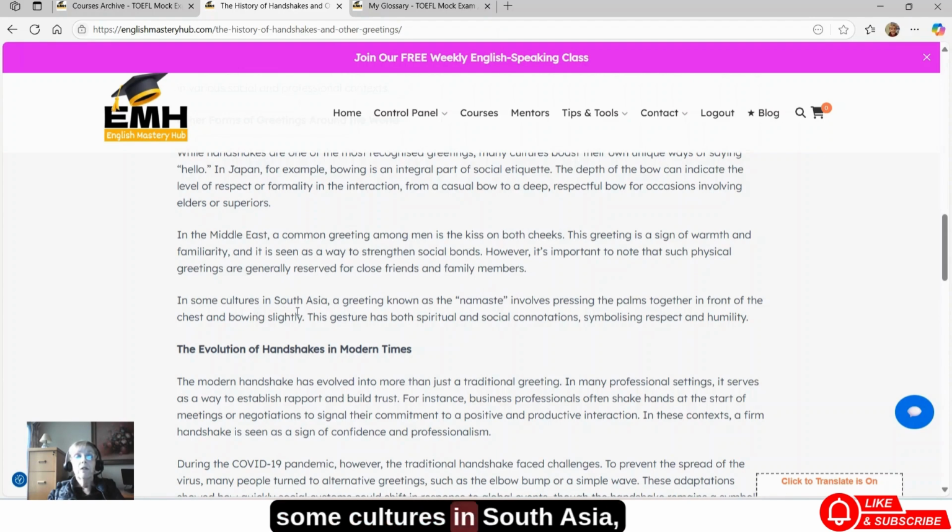In some cultures in South Asia, a greeting known as the namaste involves pressing the palms together in front of the chest and bowing slightly. This gesture has both spiritual and social connotations, symbolizing respect and humility.